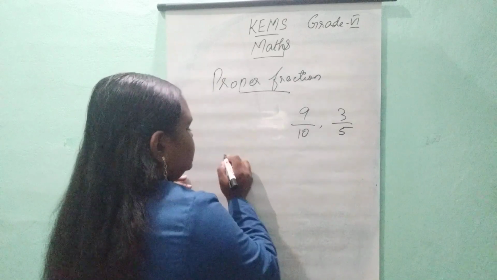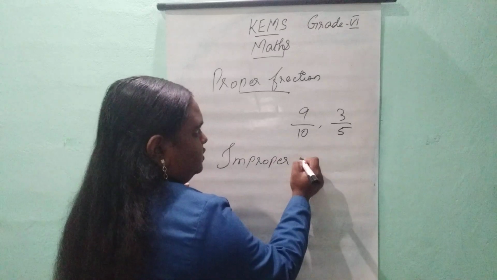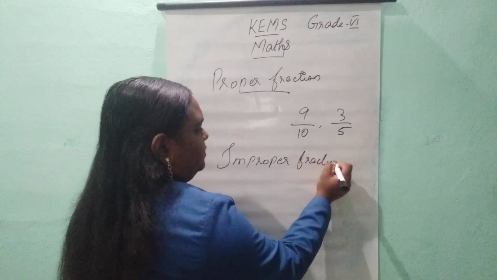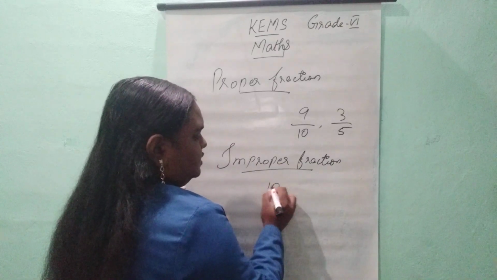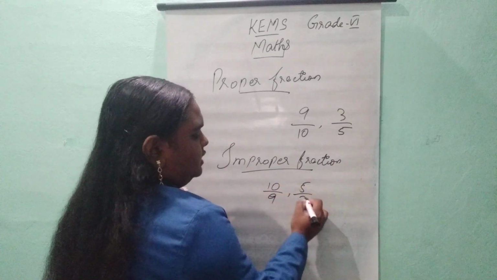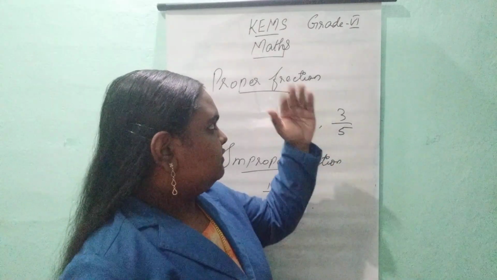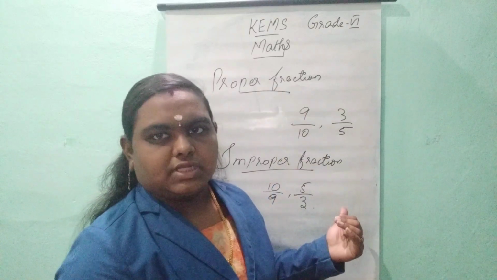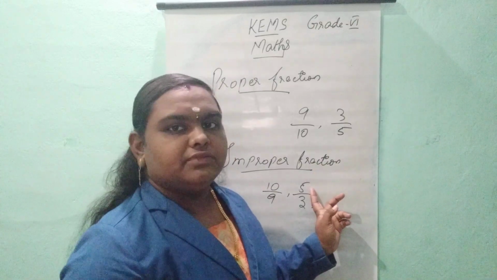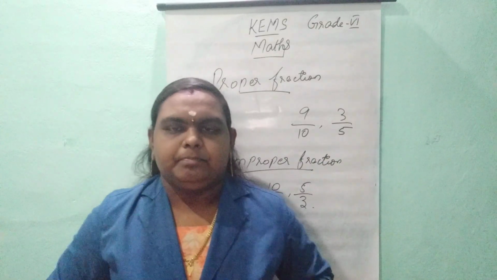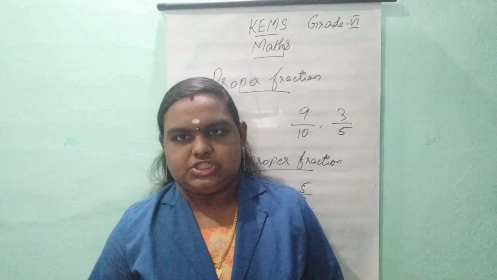If it is an improper fraction, it is the opposite of the proper. So the numerator will be more than the denominator, like 10 by 9, 5 by 3, etc. So this is the difference between the proper fraction and improper fraction. Proper means the numerator will be less. Improper means the numerator will be more.